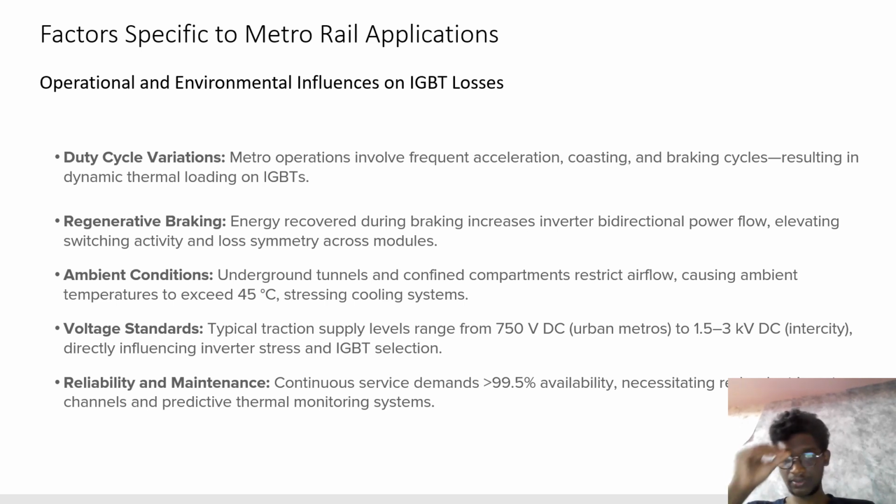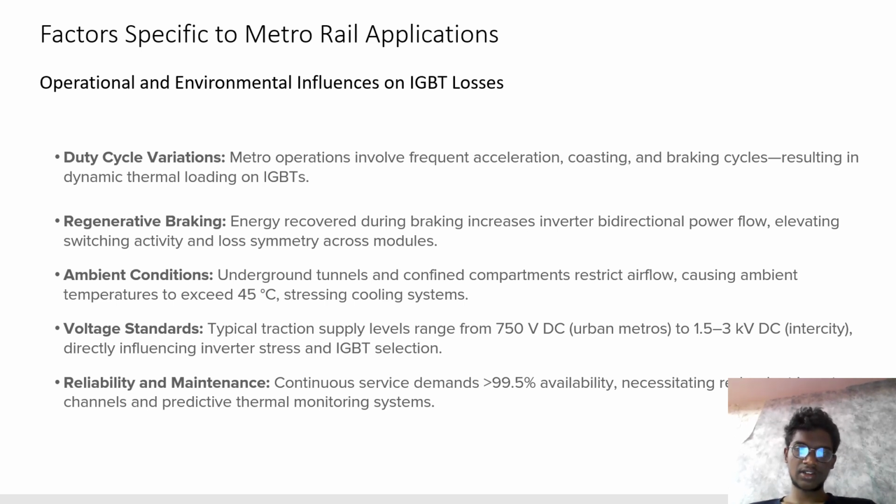Duty cycle variation: metro operation involves frequent acceleration, coasting, and braking cycles, resulting in dynamic thermal loading on IGBTs. Regenerative braking: energy recovered during braking increases inverter bidirectional power flow, elevating switching activity and causing asymmetric loading across modules. Ambient conditions: underground tunnels and confined compartments restrict airflow, causing ambient temperature to exceed 45 degrees and stressing the cooling system.